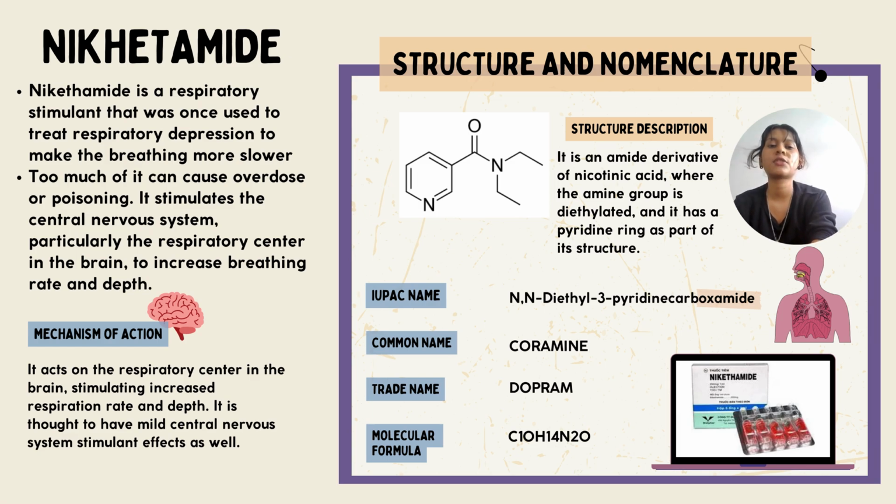So next, for the structure and nomenclature, as for the structure description, you can see the picture where it is an amide derivative of nicotinic acid where the amine group is diethylated and it has a pyridine ring as a part of its structure. The IUPAC name is N,N-diethyl-3-pyridinecarboxamide. Common name is coramine, trade name is Dopram, and the molecular formula is C10H14N2O.